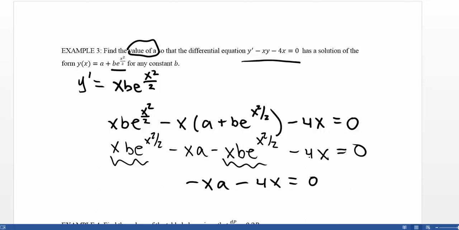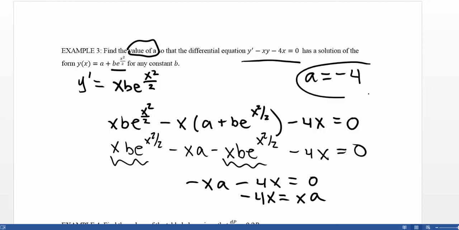So remember, I'm trying to solve for a here. I can bring the first term over to the right. I have negative 4x equals xa. So I know that a has to equal negative 4 if I solve this. Divide both sides by x. So when x is canceled out, I'm left with a equals negative 4.